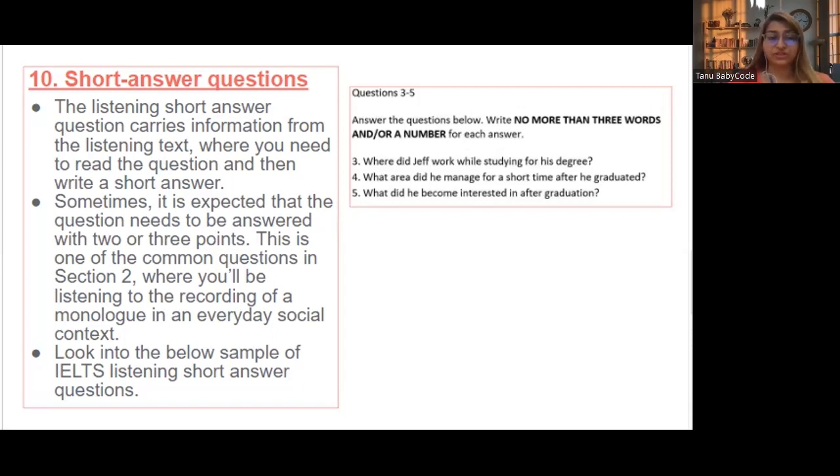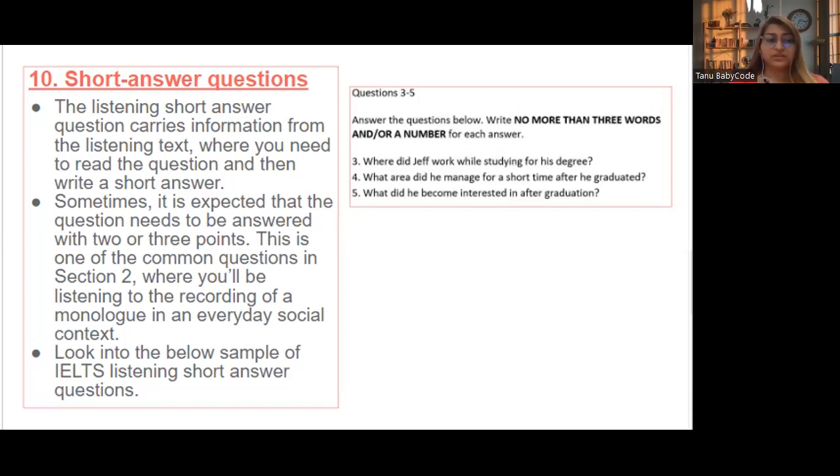Check the sample question here. You can see that it says no more than 3 words and or a number, and there are 3 questions. So you have to be very careful while finding out the answer.